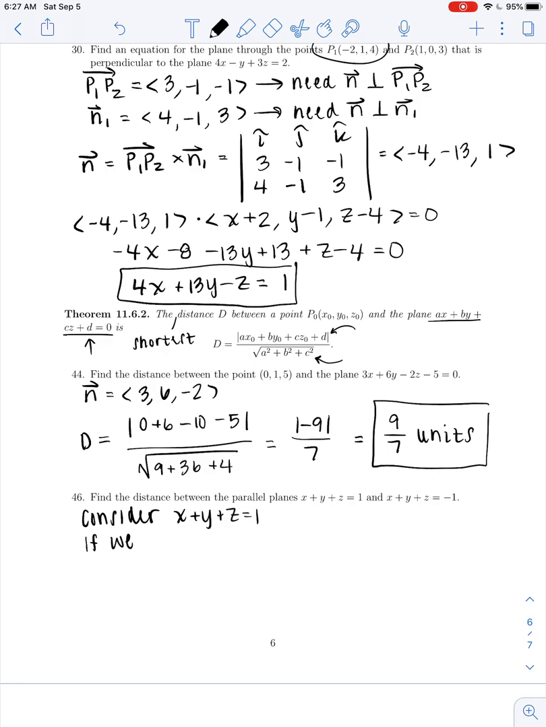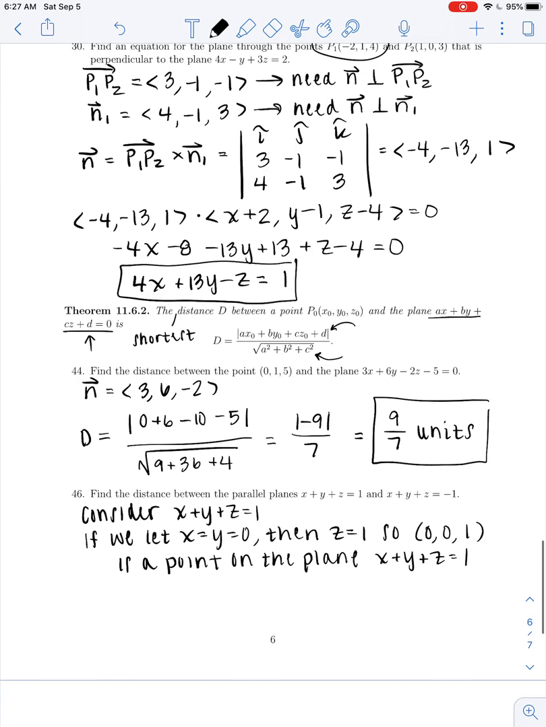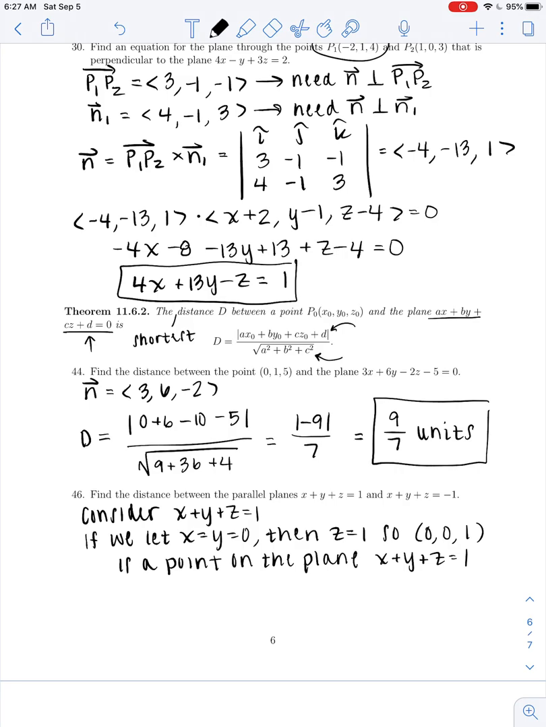So let's just choose some of these coordinates to be 0. So if we let x and y be 0, then it forces z to equal 1. So what we just found is that the point 0, 0, 1 is a point on the plane x plus y plus z equals 1. I just arbitrarily chose to zero out x and y, but you could have zeroed out other coordinates as well. So now what we have is the point 0, 0, 1 and the other plane.